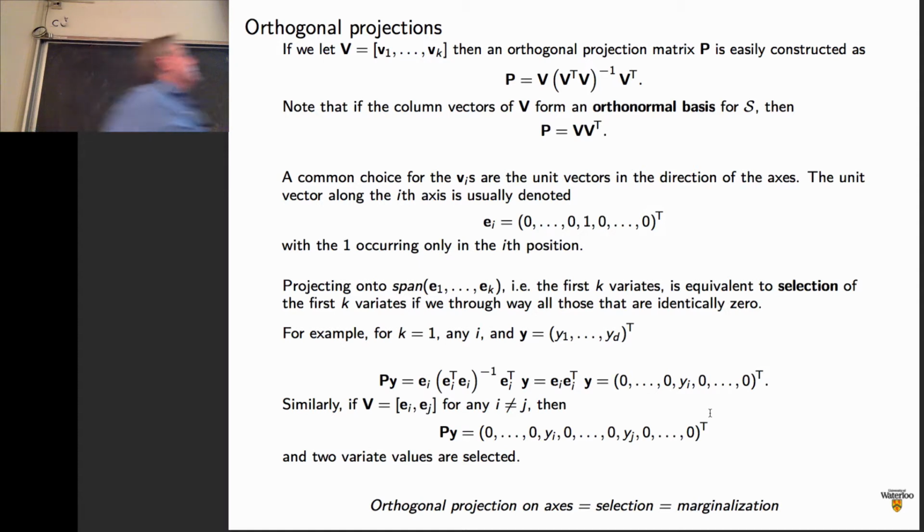Start again, because I'm not catching you. Wrong. S is the span of V1 to Vk. If S is the span of V1 to Vk, then how many dimensions? It's got to be k-dimensional. They happen to be vectors that have D elements. Okay? The orthonormality's got nothing to do with it. It just simplifies things. Any set of k linearly independent non-zero vectors that span that space will do.